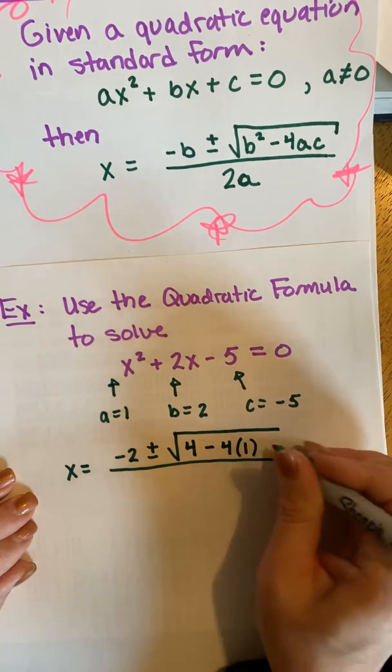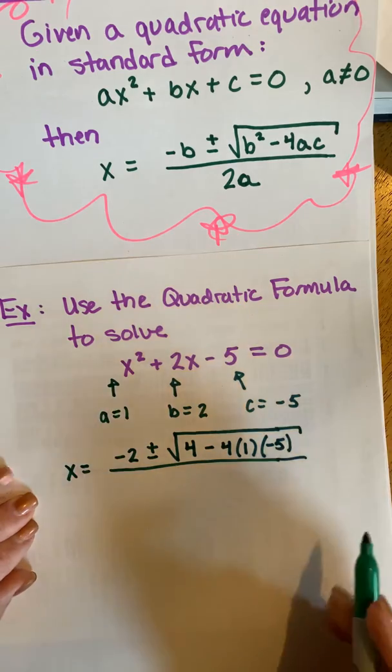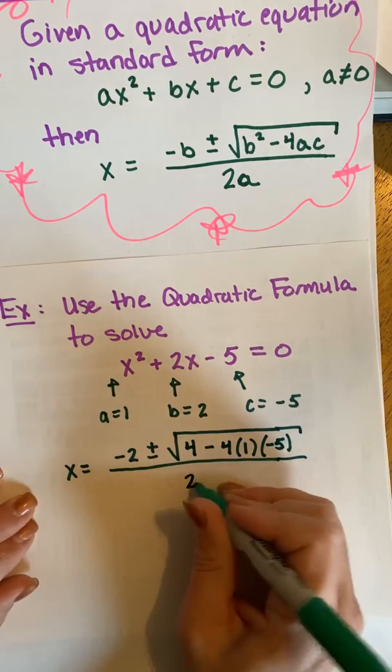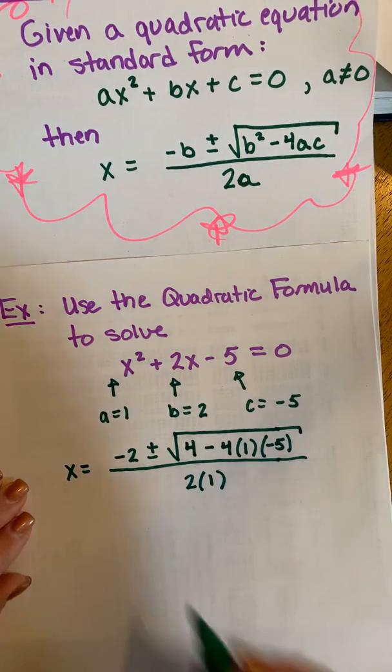Minus 4 times A times C. Don't forget that C is negative 5, not plain old 5. That will give us the wrong answer. All over 2 times 1. All right, so now that we plugged everything in, we have to use our algebra skills to simplify this.